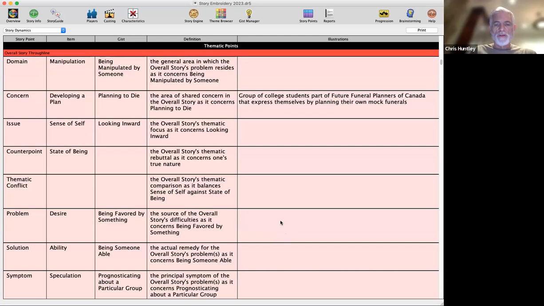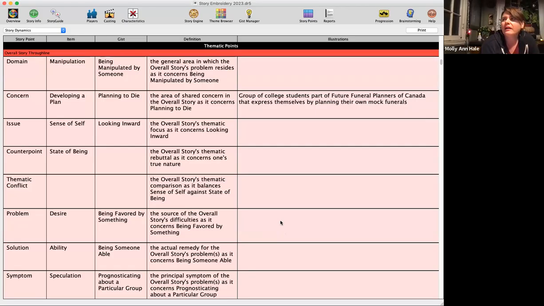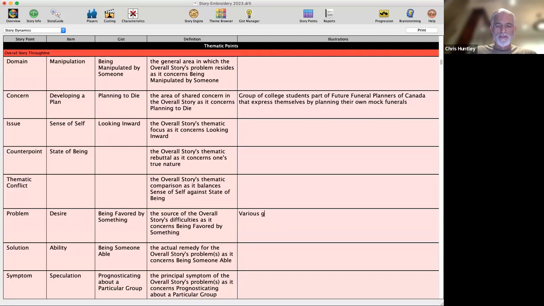Yes. So conflict in the overall story comes because various parties are trying to get the favor of Liliana's grant. Yes, she's going to donate a large sum of money to a school group. Various groups.